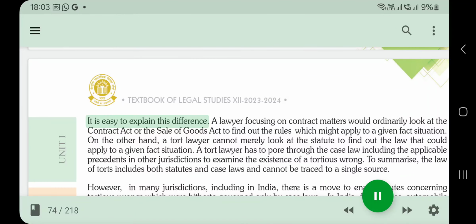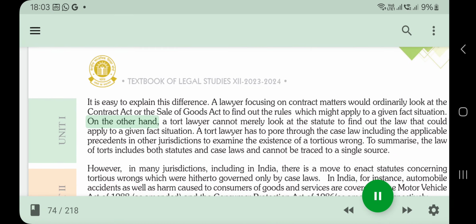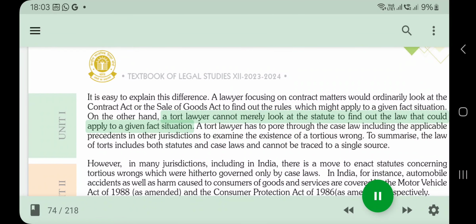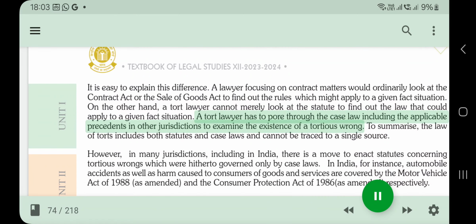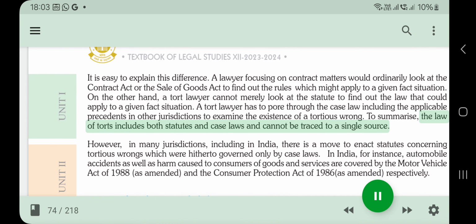It is easy to explain this difference. A lawyer focusing on contract matters would ordinarily look at the Contract Act or the Sale of Goods Act to find out the rules which might apply to a given fact situation. On the other hand, a tort lawyer cannot merely look at the statute to find out the law that could apply to a given fact situation. A tort lawyer has to pore through the case law including the applicable precedents in other jurisdictions to examine the existence of a tortious wrong. To summarize, the law of torts includes both statutes and case laws and cannot be traced to a single source.